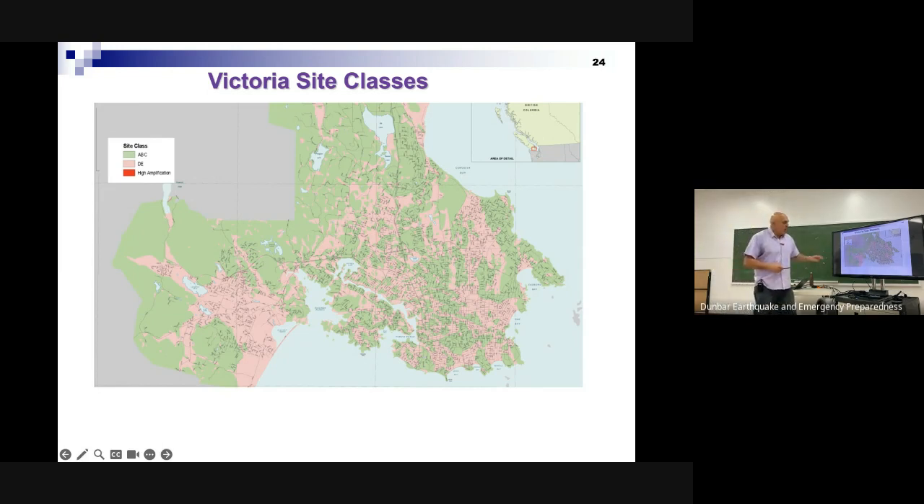So all of these maps are used in our study for Victoria to determine what will be the effect of an earthquake in Victoria, not the big one that everybody's talking about, but a magnitude 7 earthquake at about 100 kilometers from Victoria. What will be the consequence of that earthquake in terms of damage to infrastructure? And for that, we accounted for the soil conditions.